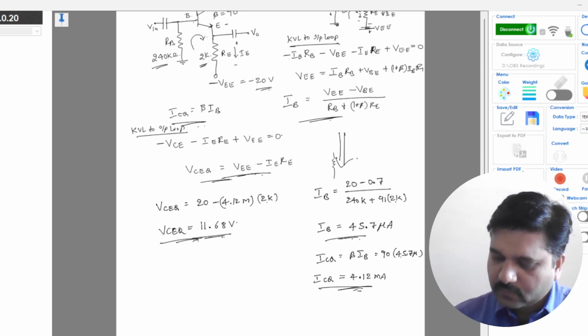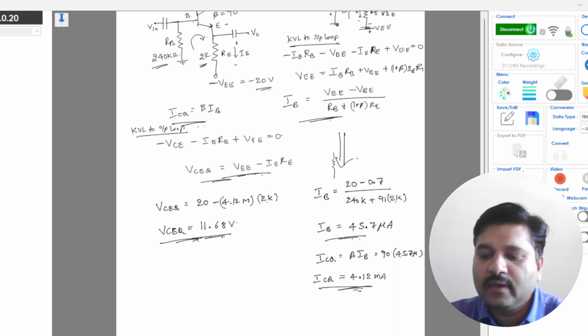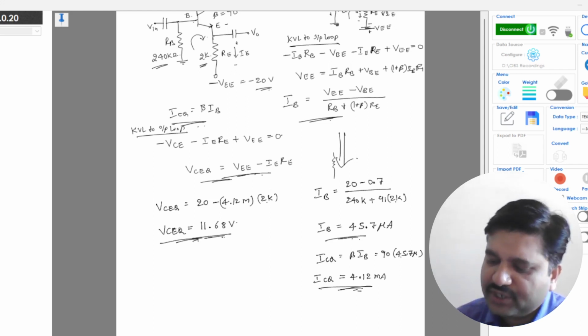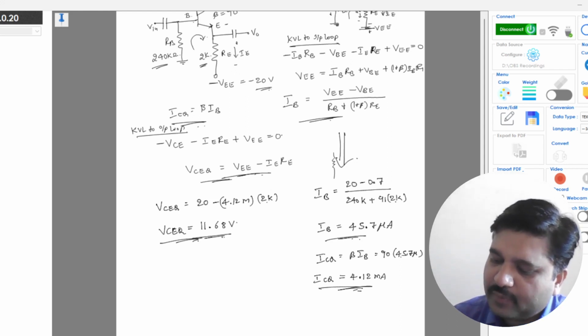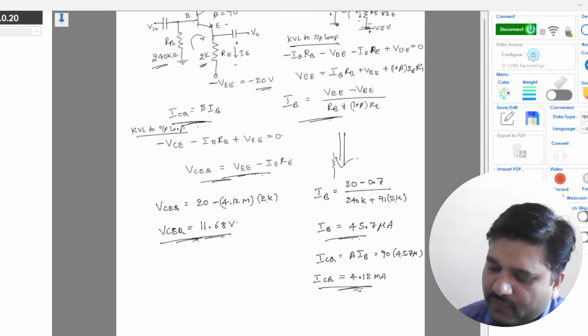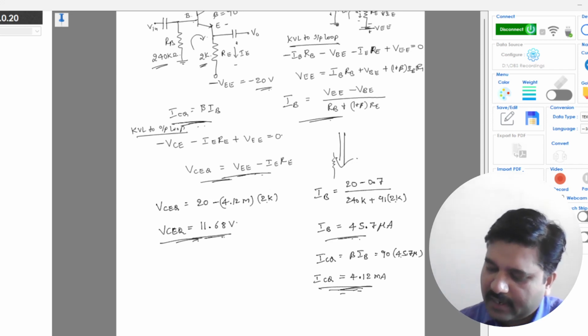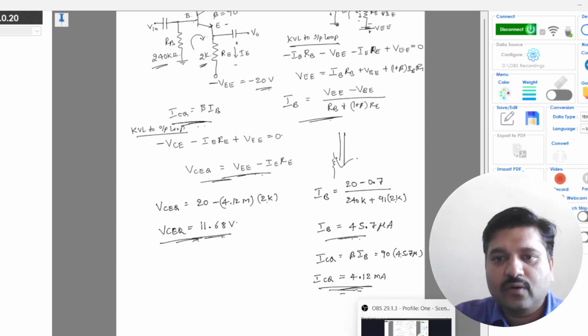So this is VCEQ. This is an example on the emitter follower or common collector circuit, with which you can apply KVL to the input loop and find out the value of IB. Once you find IB, you can find IC, which is beta times IB, and to find VCEQ, you have to apply KVL to the output loop. And this is an example problem for the same, for which you will get ICQ as 4.12 milli and VCEQ as 11.6, right? So in the next class, we will discuss the common base configuration.